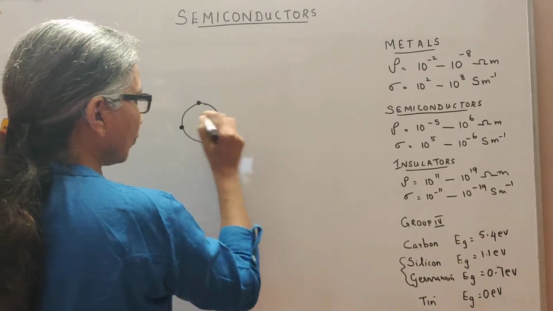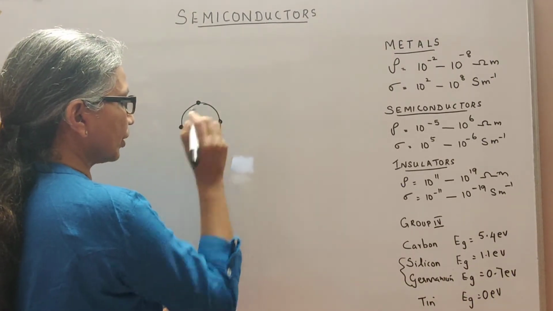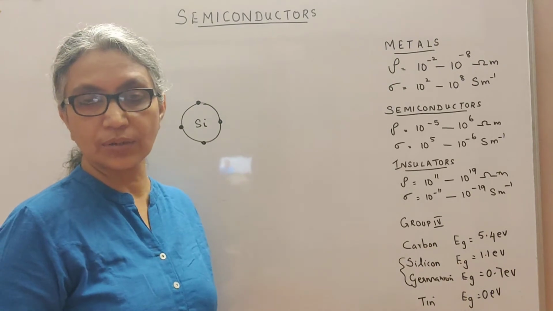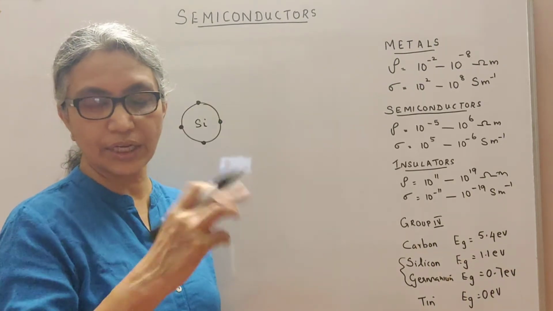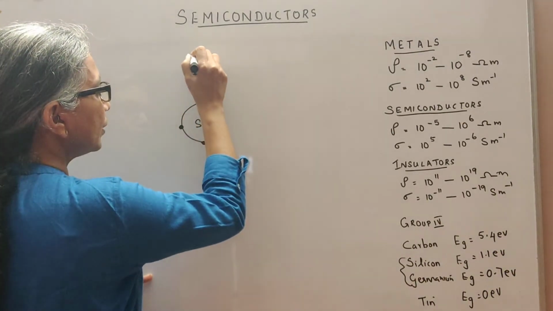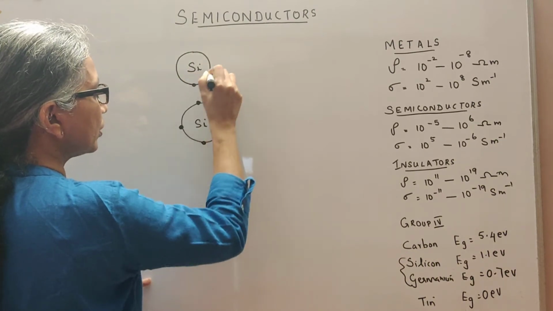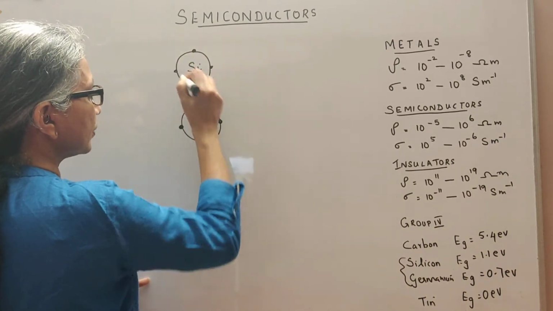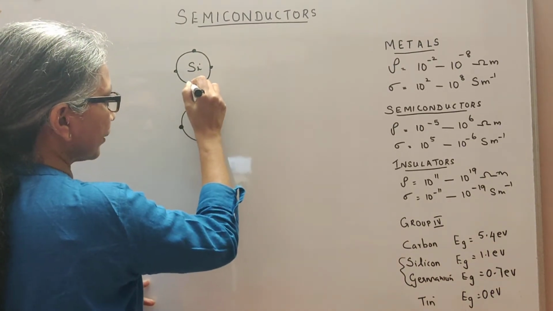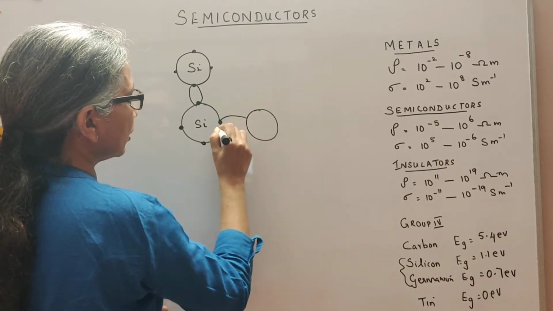Now we have 4 valence electrons. Every silicon has 4 valence electrons. Now you know in chemistry that it will always try to complete its octet, that is, have 8 electrons in the valence shell. So what happens is, this silicon will now bond with another silicon also with 4 valence electrons. Here also, so they will share here. Similarly, another neighboring one will share the electron.